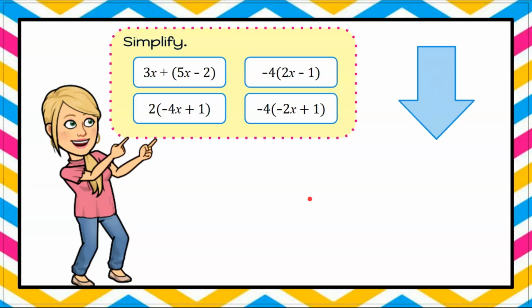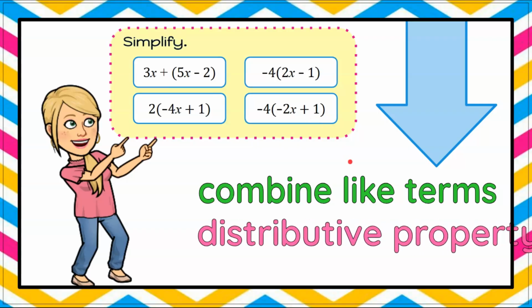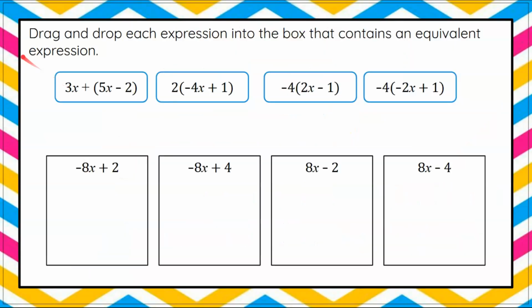It's the magic of math here, and today we're going to be simplifying algebraic expressions by combining like terms and applying the distributive property to identify their simplest form expression. Here we go. Our problem today asks us to drag and drop each expression into the box that contains an equivalent expression. So we have 4 algebraic expressions that are not in simplest form.